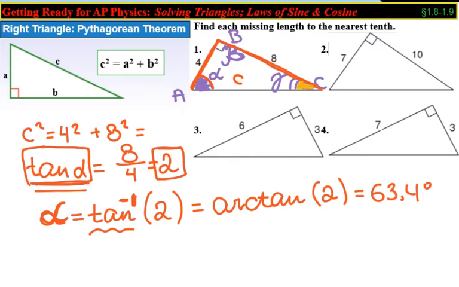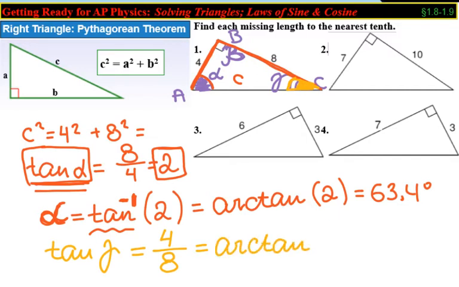Now, what if I wanted to solve for gamma? So I want to solve what the C angle right there is equal to. I want to solve for gamma. I'm going to do the same. Tangent of gamma is equal to, opposite of gamma is 4, and adjacent of gamma is 8. And that is equal to arctangent, or tangent with a -1, of 1/2. Because this number is 1/2. So I'm going to do on my calculator arctangent of 1/2, and that gives me 26.56 degrees. So this works with right triangles.